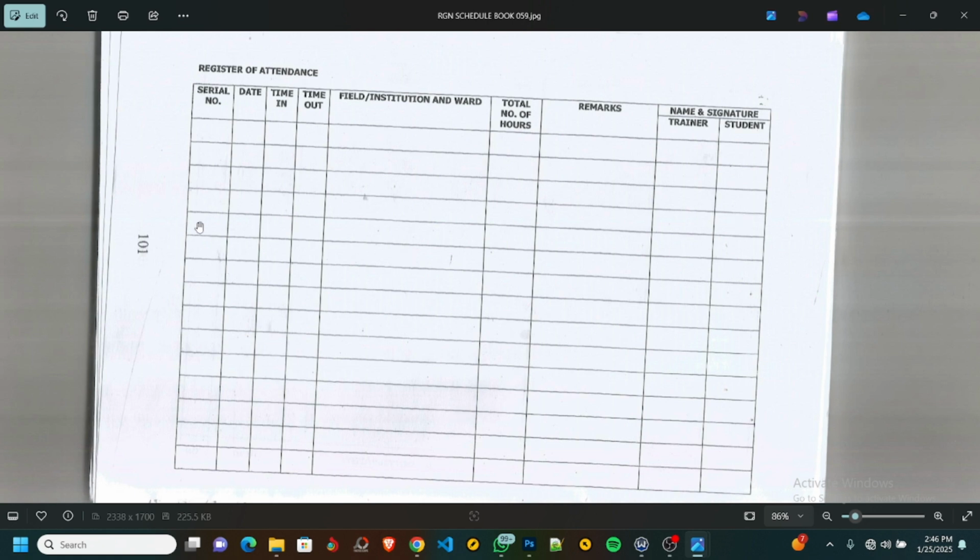So when you change to a surgical ward after this, let's say on the next page, you also indicate the serial number it follows, the date, the time in, that is the time you report to work, the time you have closed from the ward, which ward you went to, surgical ward, obstetric, maternity, or you can go to casualty or pediatric ward, the hours in between the time in and time out, then the remarks again from the in charge. The trainer will write his or her name and signature, then you, the student, do the same. So that is what is done in the clinical schedule book.